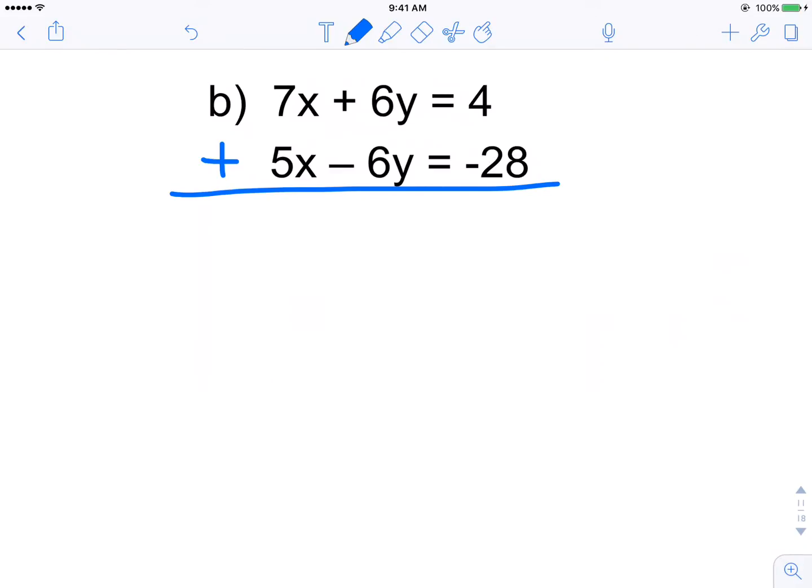I'm not saying that you always have to try to do addition, but sometimes you can, and it's a little bit easier to work with.